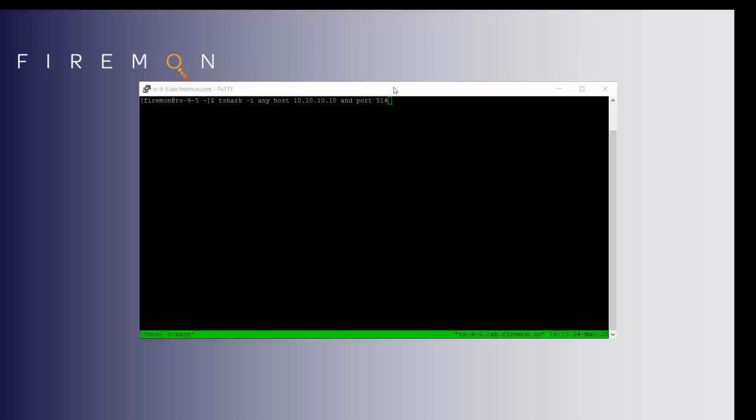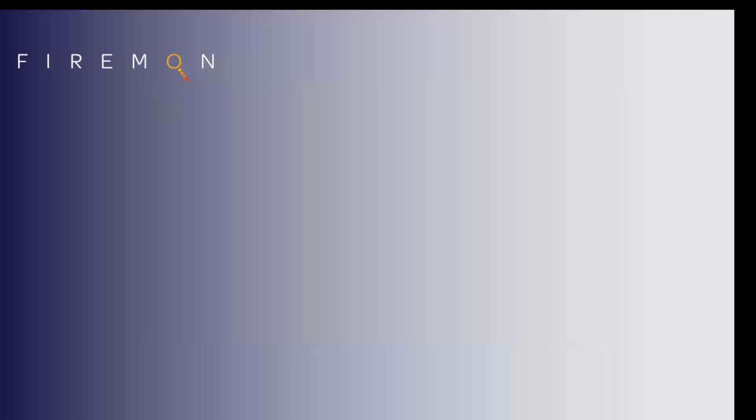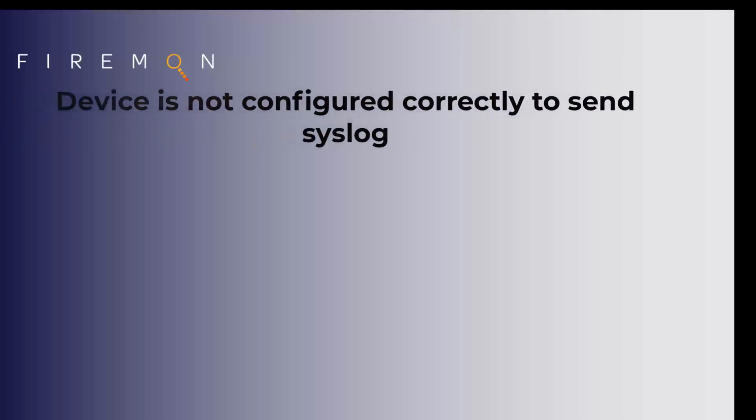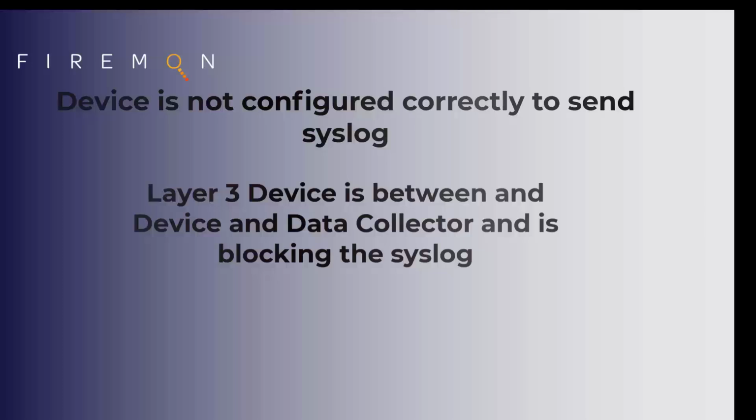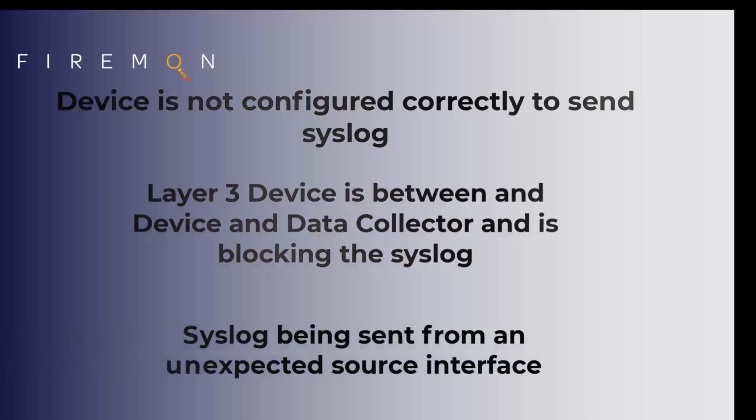If we are sure that we have the correct IP for what is expected to send to syslog, we can go ahead and press enter. If nothing is captured, then we are not getting the syslog at the interface of the FireMon data collector. Don't forget that this is pre-processing to the FireMon application, so it shouldn't be a FireMon issue. Common reasons we might not be seeing the syslog are misconfiguration on the firewall, a layer 3 device between the firewall and the data collector dropping the syslog traffic, or the syslog coming from an interface you do not expect to see it from.